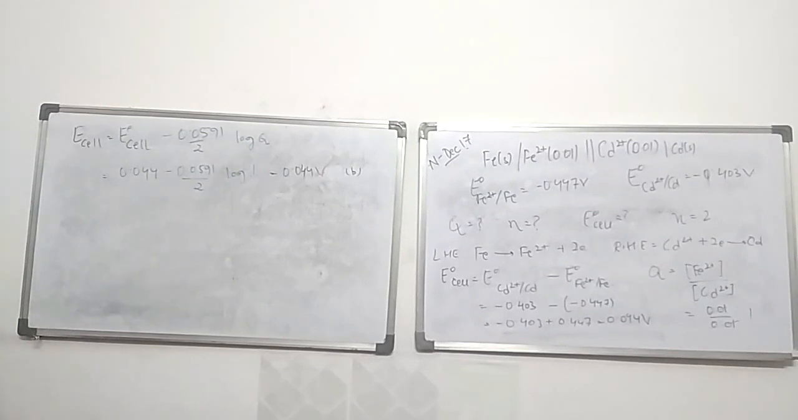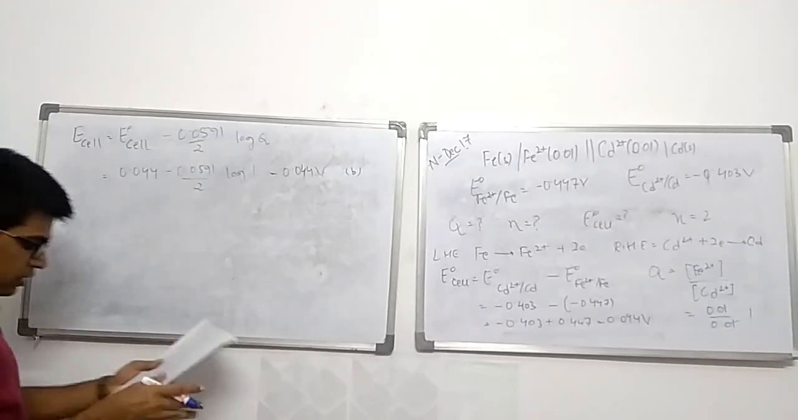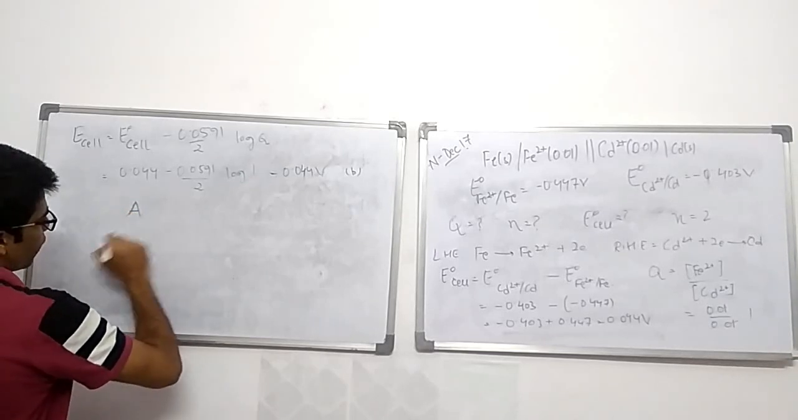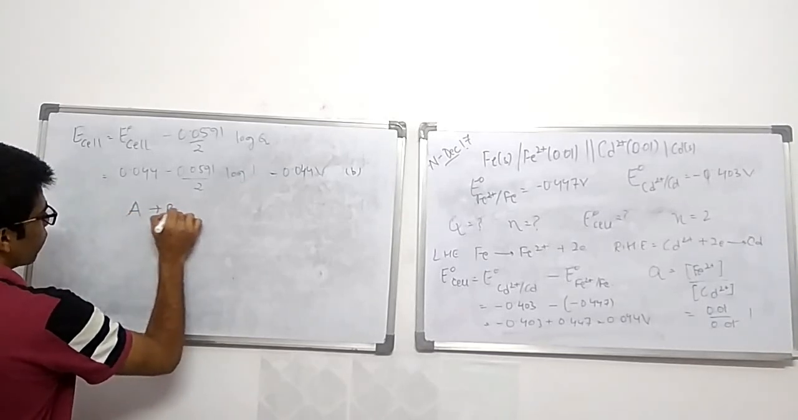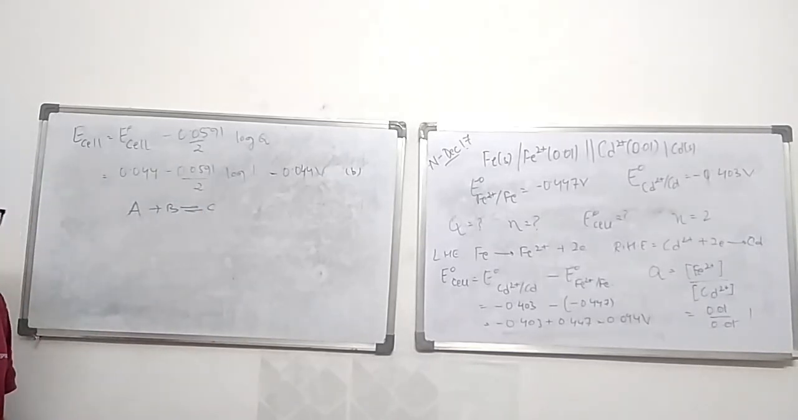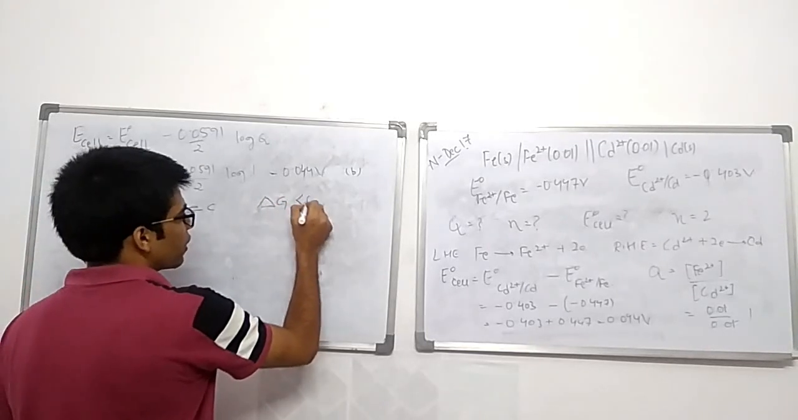Okay. Now we'll see the application of the Nernst equation to equilibrium constant. Suppose I have a reaction going on in which my system has attained equilibrium. Say for example, I have A plus B gives C. Now we know in any spontaneous reaction my delta G is negative.